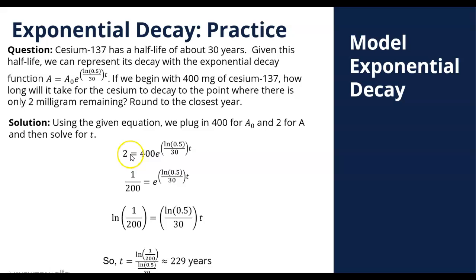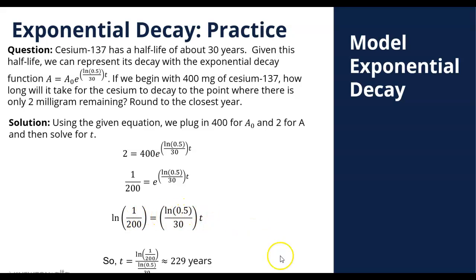So therefore we have 2 equal to 400 e to the expression here. Now to solve for t, we will first divide both sides of the equation here by 400. Dividing 2 by 400, we have 1 over 200. And then 400 divided by 400 is just 1. That's why we only have 1 here as the coefficient of our e. Then next, since we want t, we take the ln of both sides.